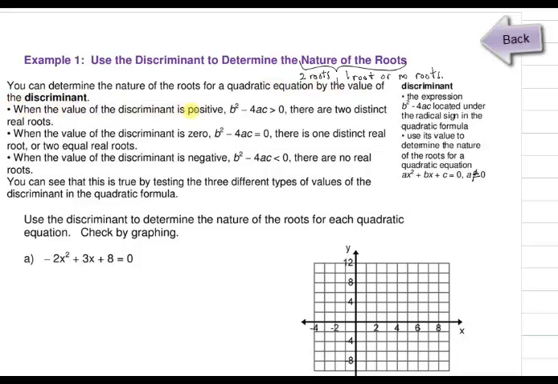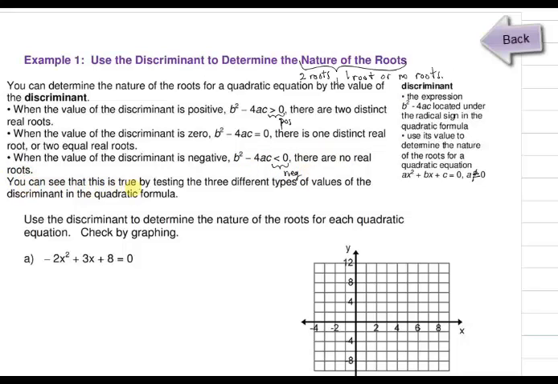When the value of the discriminant is positive, in other words, when b squared minus 4ac is greater than 0, there are 2 distinct real roots. When the value of the discriminant is 0, in other words, b squared minus 4ac equals 0, there is 1 distinct root or 2 equal real roots. When the value of the discriminant is negative, in other words, b squared minus 4ac is less than 0, there are no real roots.